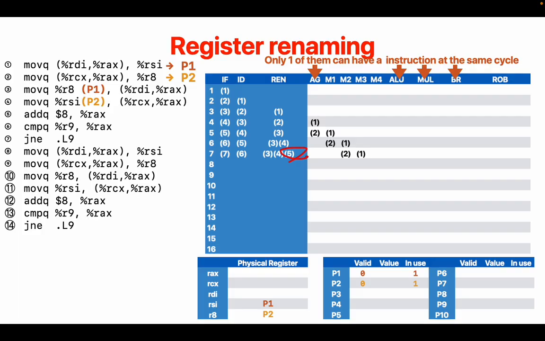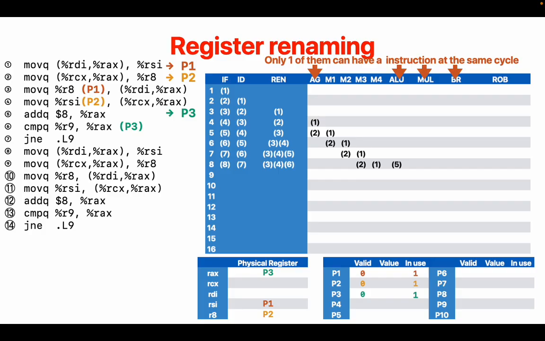Yes, right? So which functional unit are we going to use? LU, right? So we can put this into execution in LU stage. And in the meantime, I can also rename instruction 6. So now looking at the next cycle, I now have instruction 3, 4, 6.